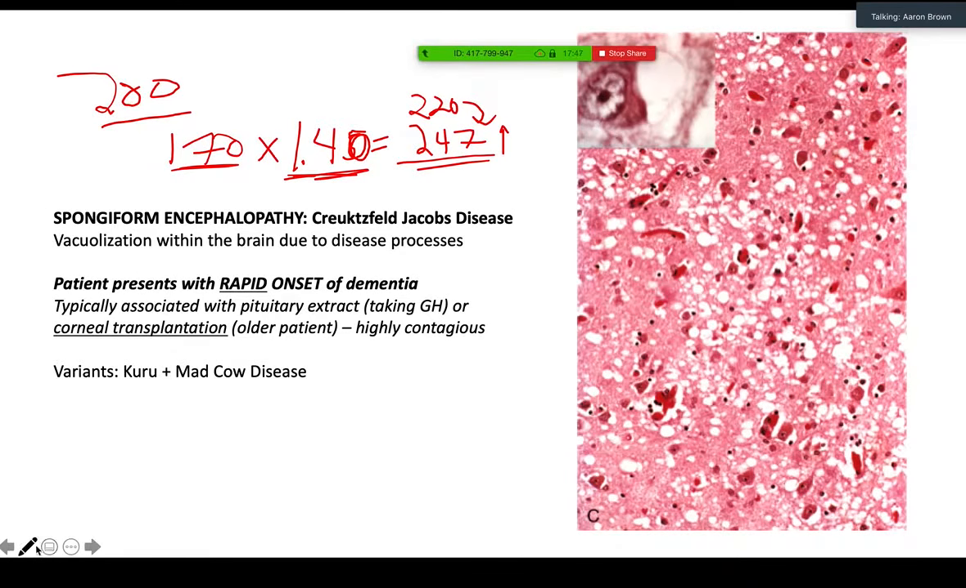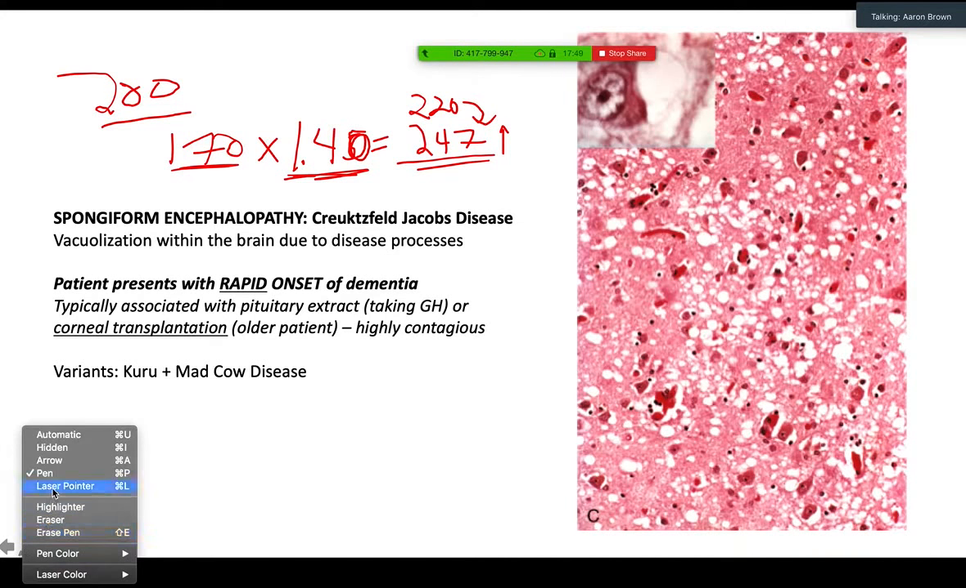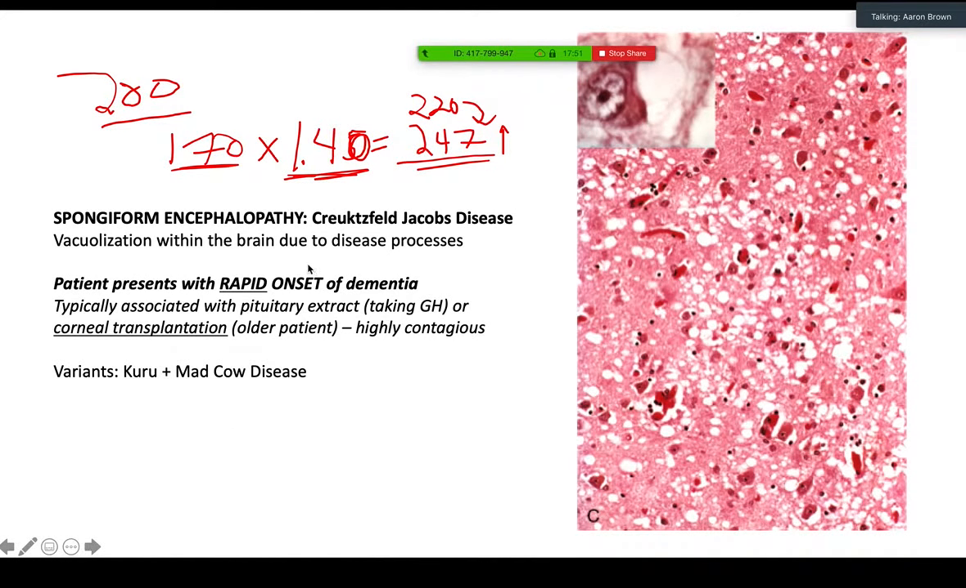So, getting into our neurology, we're going to finish up here. We were talking about spongiform encephalopathy. This is also known as Creutzfeldt-Jakob's disease. What happens in Creutzfeldt-Jakob's disease is you have something called a prion, and a prion is an abnormally folded protein.